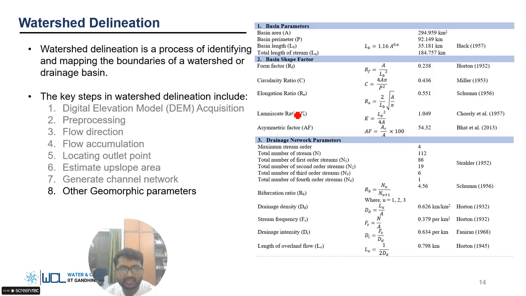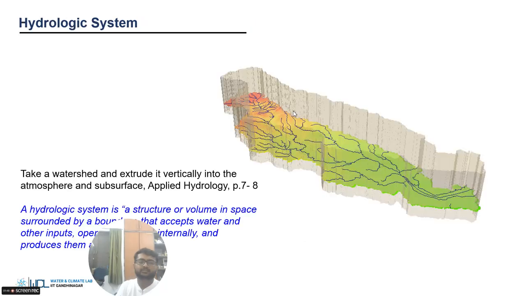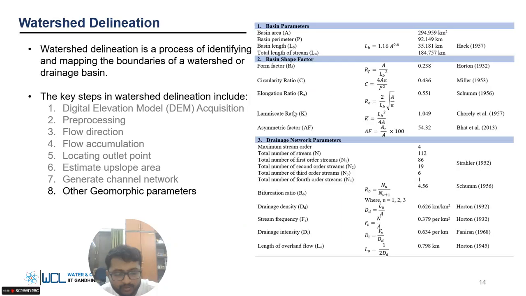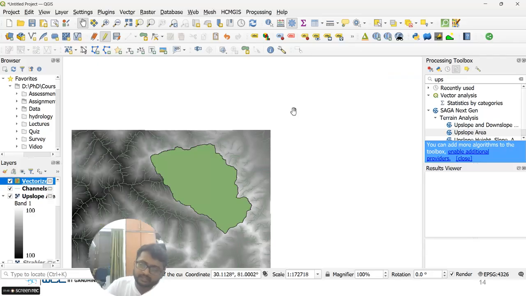These are some of the other ratios: bifurcation ratio, drainage density, stream frequency, drainage intensity, length of overland flow, which you can calculate using the attribute table. Okay, so that's it from terrain analysis, which we need for hydrological work. This is a very initial analysis.